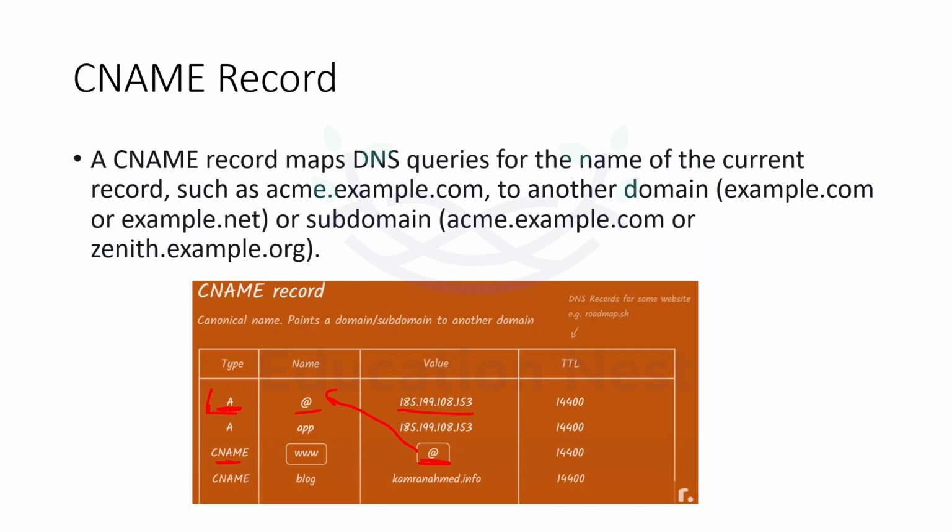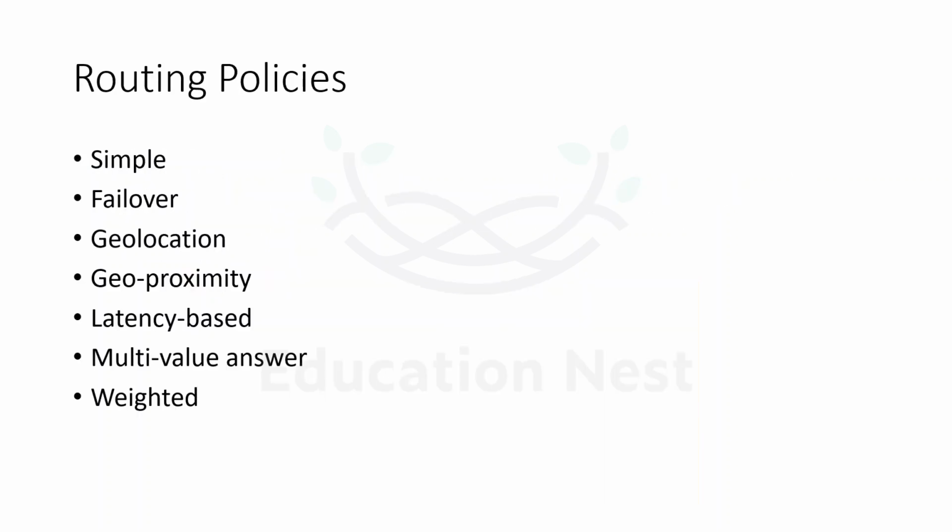Fine. Then the next topic is routing policies. There are all of these routing policies possible: simple, failover, geolocation, geoproximity, latency based, multi-value answer, and weighted. So all of these are the routing policies of AWS Route 53.